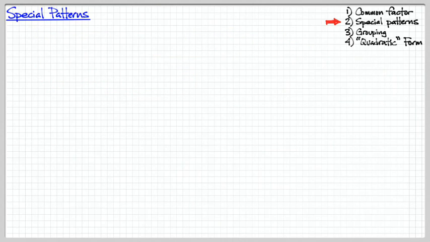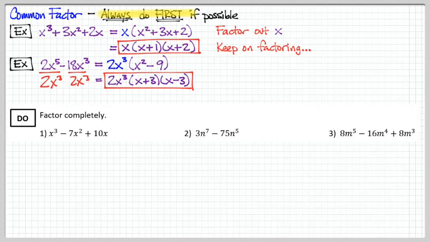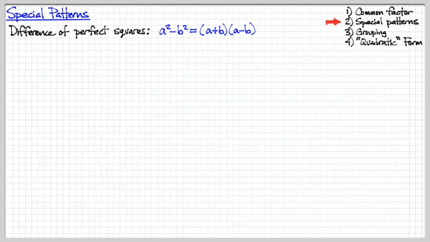Special patterns. Second method, after we've done common factoring, we look for special patterns. Actually, we did that over here. We factored out whatever was common, the 2x cubed, and then we noticed, hey, I have a difference of perfect squares, and then I broke that down. Same idea over here. We have the difference of perfect squares being the number one pattern you should memorize.